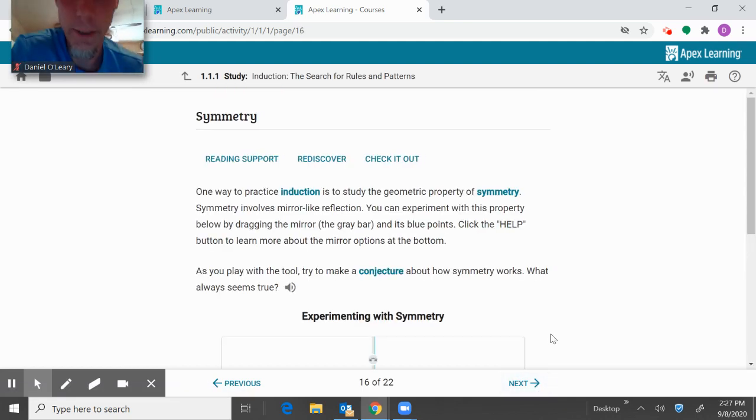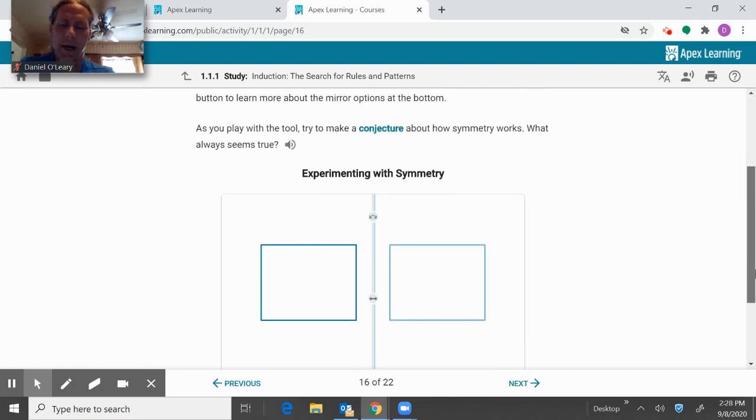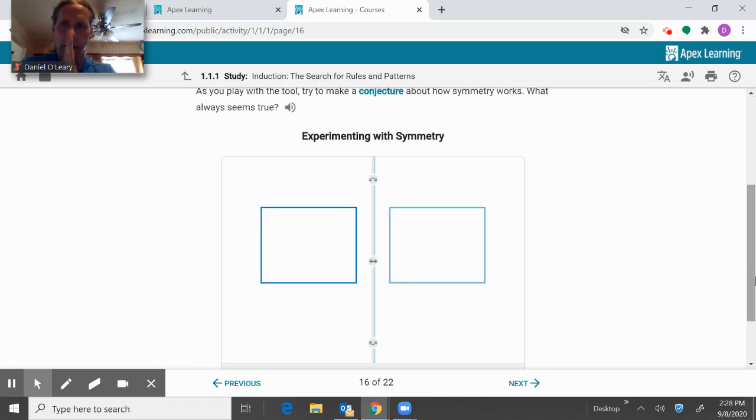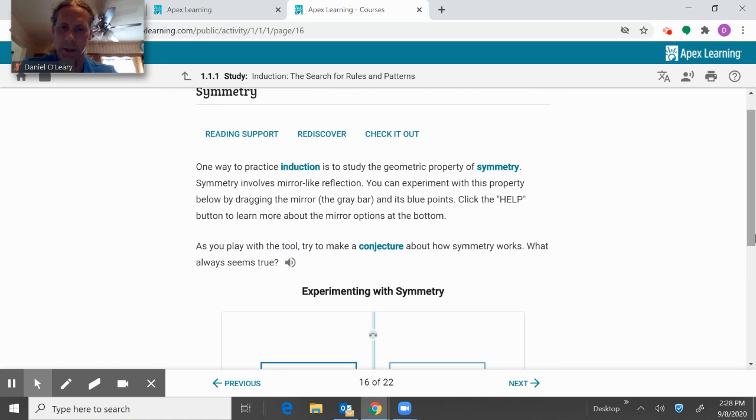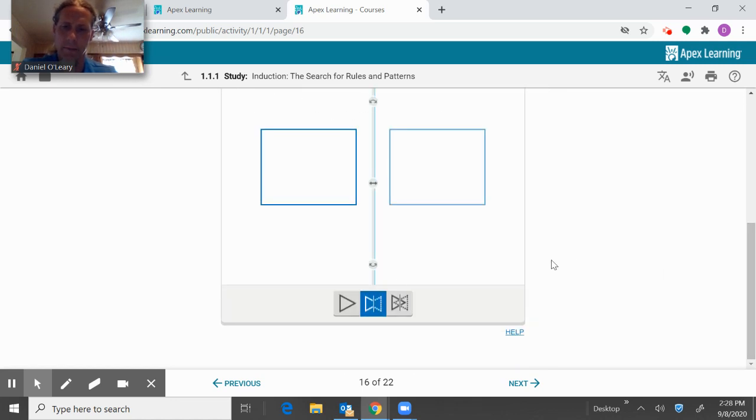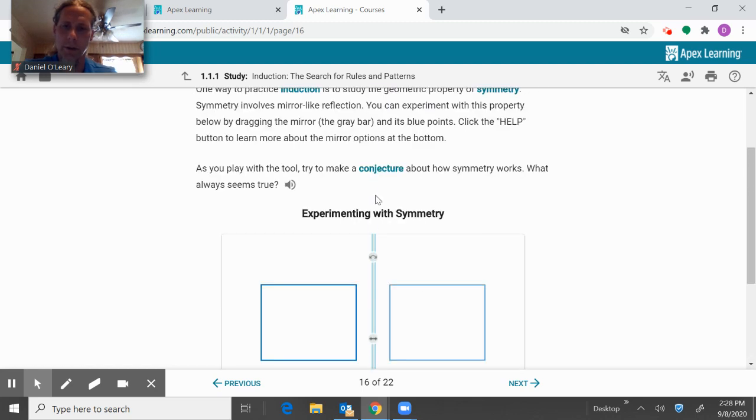Symmetry means things that are the same from one side to the other, just like your face has symmetry, an eye on each side. If you made a line down the center of your face, your nose and your mouth would be cut in half, and you have an ear on both sides. So it's talking here about experimenting with symmetry, and you can click on the box and see what happens.